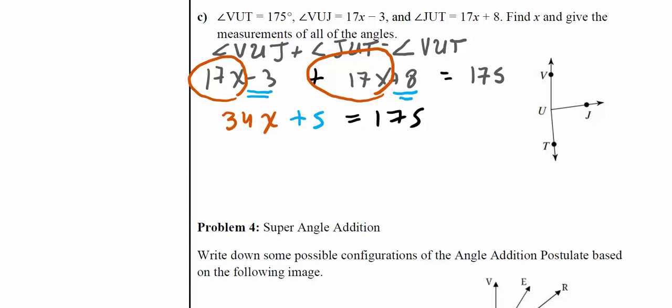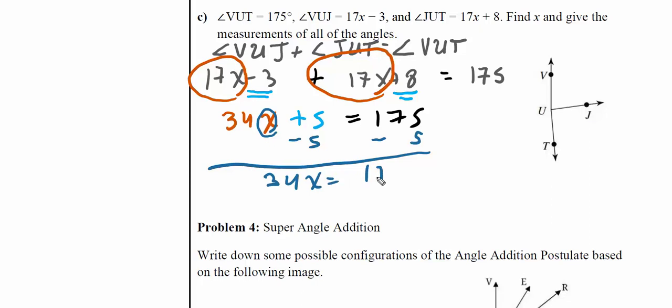Now, we want to get this x by itself, so this becomes a two-step equation, as we call it in pre-algebra, where we move something over by addition or subtraction, and then we end up dividing. I want to move this 5 over to this side. I get 34x equals 170. And then we note that this 34 is being multiplied by this x, so I'm going to divide both sides by 34 to get the x by itself. Upon doing that, we get that x equals 5.